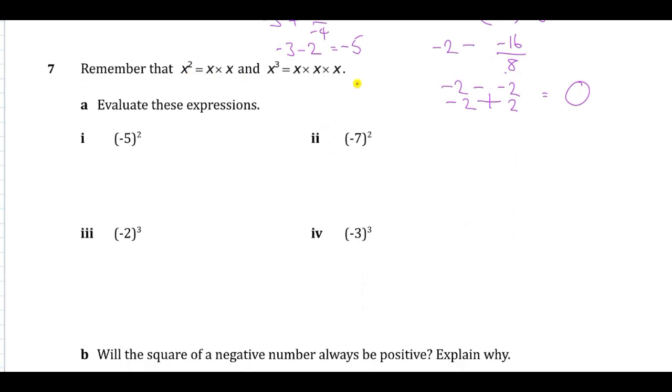Looking at my rules up here, squared means 2 of them multiplied together, cubed means 3 of them multiplied together. So evaluating these expressions, minus 5 squared is minus 5 times minus 5. A negative times a negative produces a positive. 7 times 7 is 49. So negative 7 times negative 7, they're both negatives, so the sign changes. So negative 7 squared is the same as 7 squared.